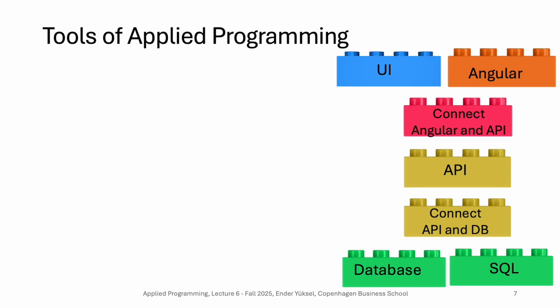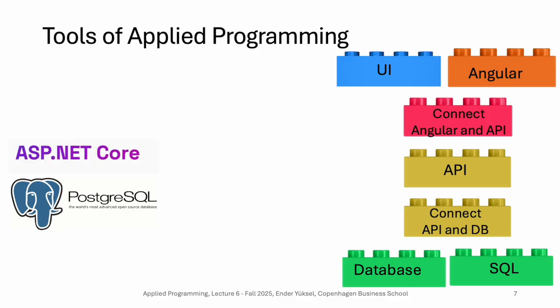Let's also remember the tools of the trade. We have looked into many different tools, such as PostgreSQL, that is our database. We use the client to access it, which is called pgAdmin 4. ASP.NET Core is the technology for the RESTful web API. Angular is the technology that we use for the front end.